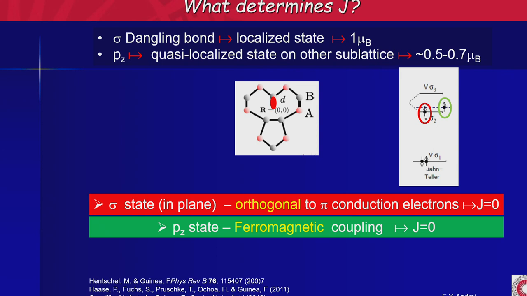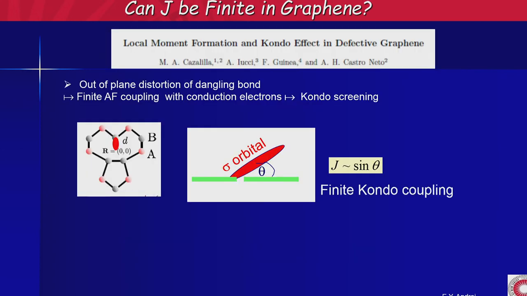So what's going on? We do see Kondo screening. We do see a Kondo peak. There's no question about it. There's really a mystery going on here. So the rescue came from this group here. They said, oh, but you know, graphene is a membrane. It can bend if you're putting it on a substrate that is not flat, and your sigma orbital is sticking out of the plane, then the orthogonality is gone, and you should be able to couple. You should have a finite coupling.